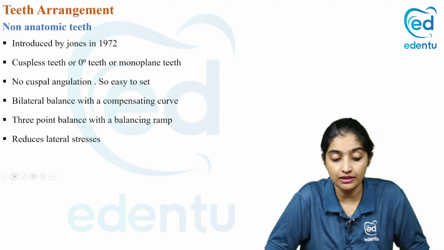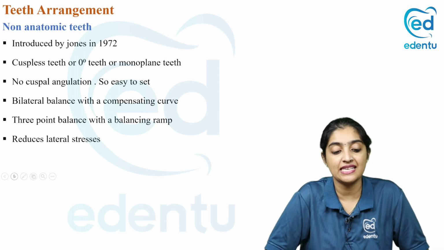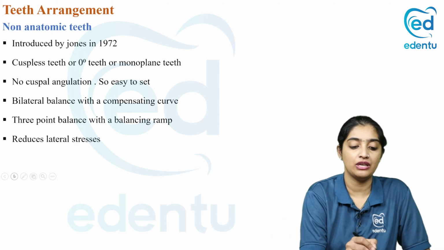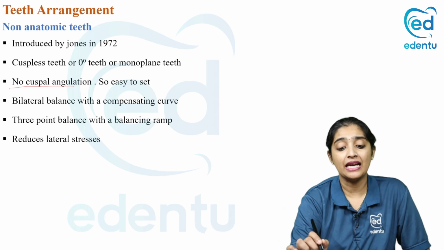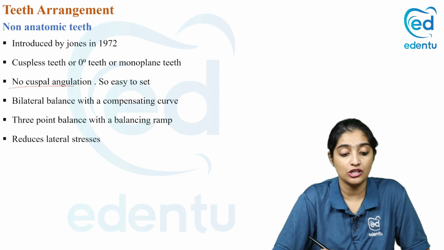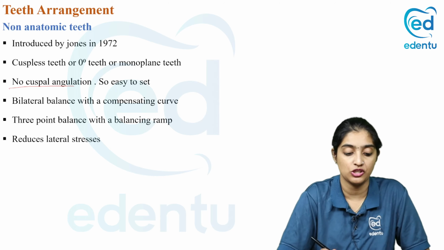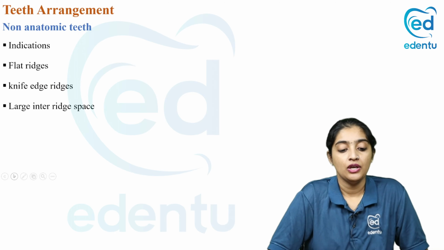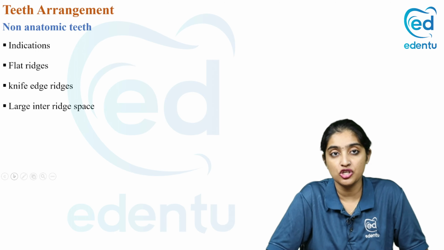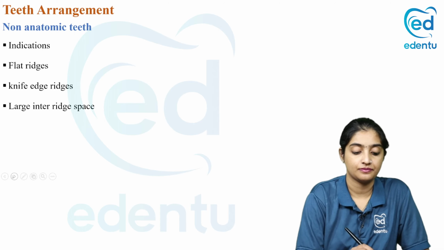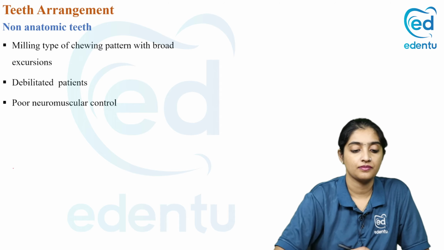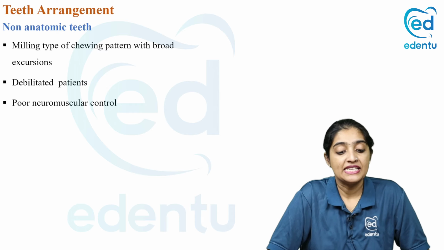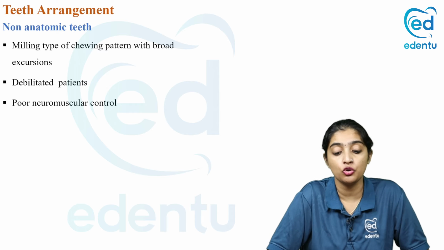Coming to non-anatomic teeth, they were introduced by Jones in 1972. They're basically cuspless, or 0-degree teeth, or monoplane teeth. There is no cuspal angulation, so they are very easy to set. Bilateral balance with a compensatory curve can be achieved, and 3-point balance with a balancing ramp can be achieved. It reduces lateral stresses. Their indications are for flat ridges, knife-edged ridges, or large interridge spaces, a milling type of chewing pattern with broad excursions, debilitated patients, or poor neuromuscular control.